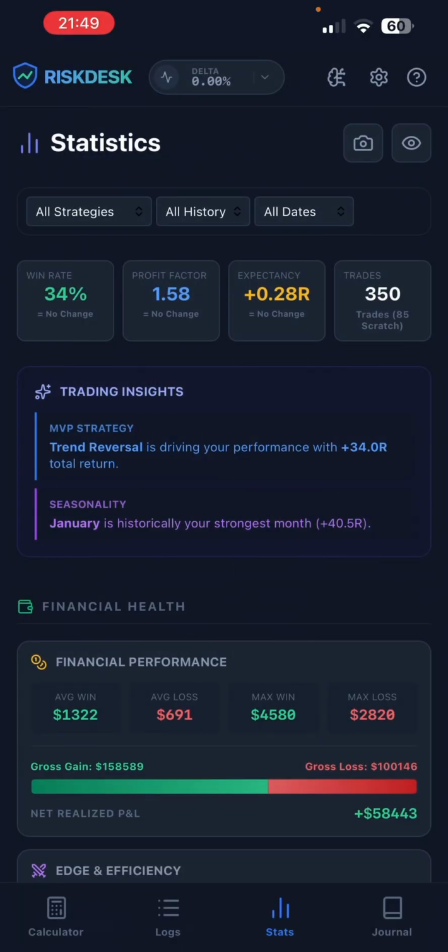Hey guys, welcome back. I've pushed 350 sample trades into RiskDesk here, and I'm excited to show you how the statistics page looks and behaves. So let me give you a little tour around here.